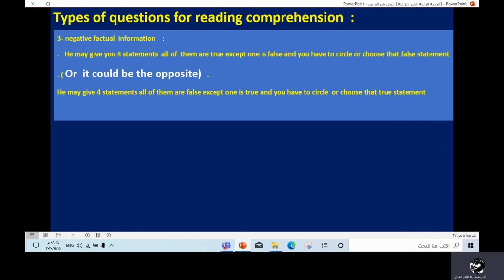Number 3, negative factual information. What does that mean? He may give you 4 statements. All of them are true except one is false, and you have to identify which one is false. Or it could be the opposite. He may give you 4 statements. All of them are false except one is true, and you have to identify which one is true.